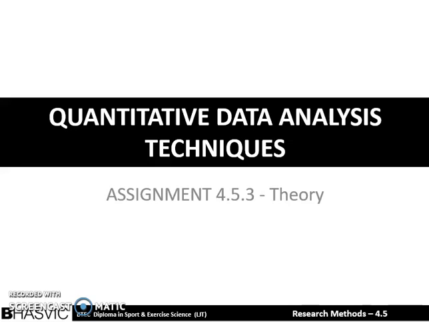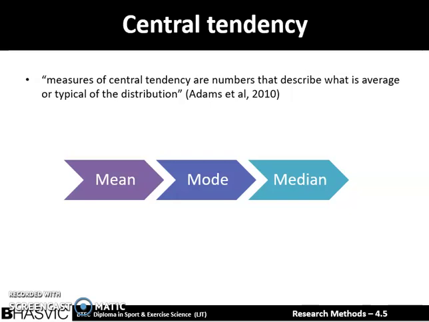4.5, part 3. So this part is descriptive statistics. There are two forms: central tendency and variance. Central tendency is the single value to represent the data set. Measures of central tendency are numbers that describe what is average or typical of the distributions. So these are the mean, mode and median.